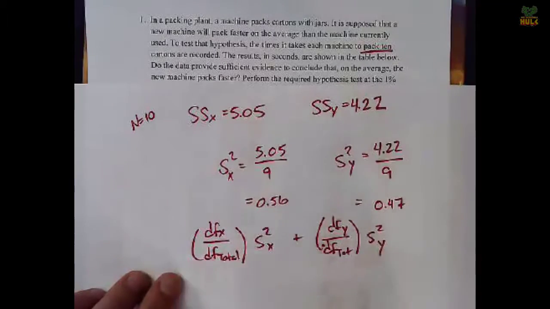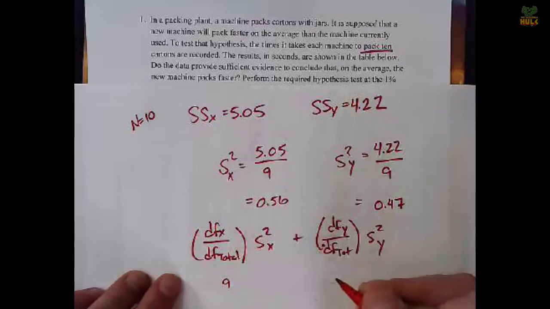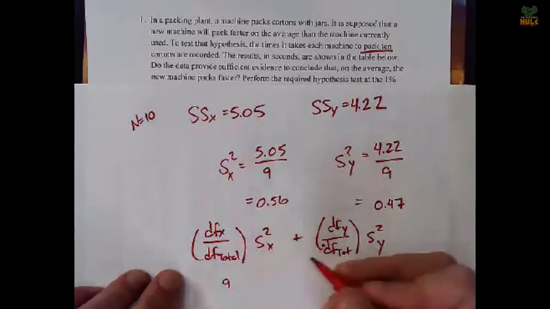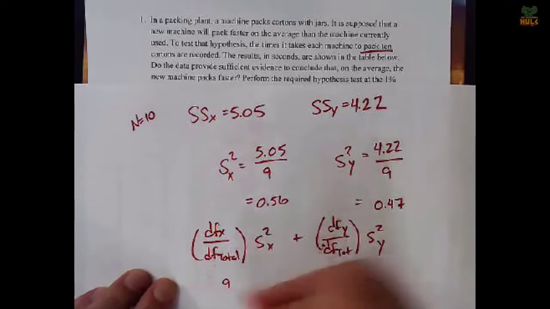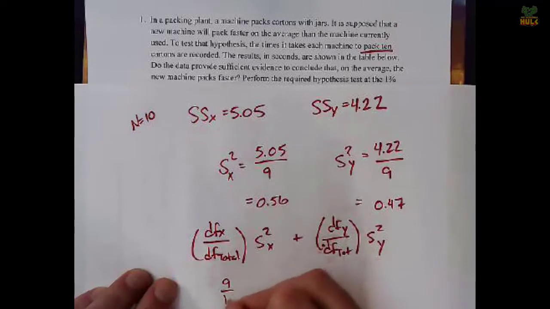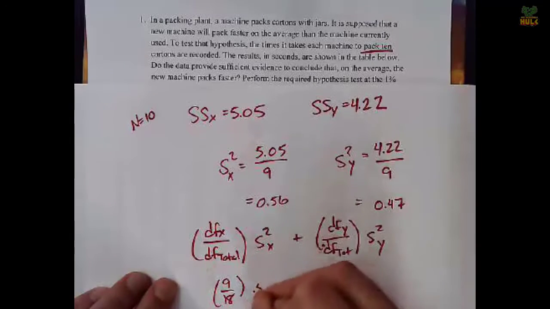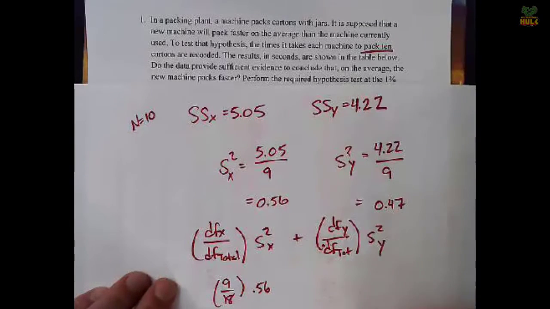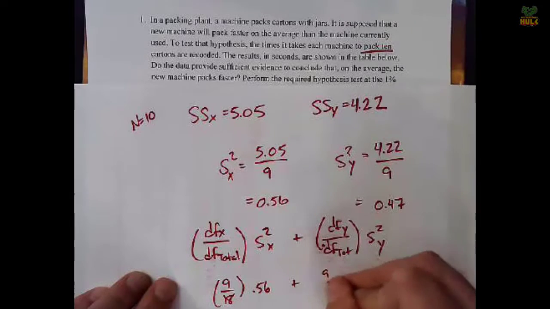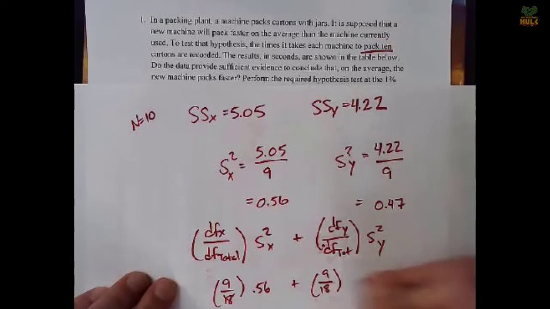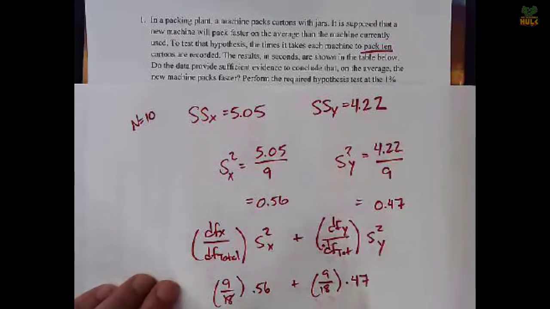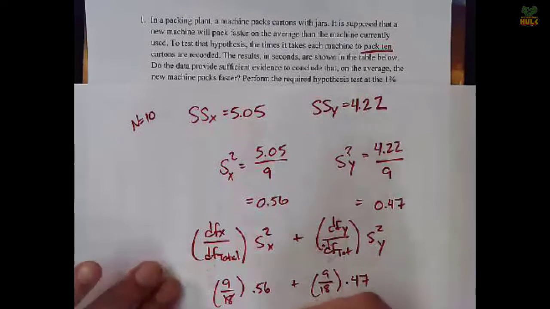Well, that's easy. We know all that stuff, right? So degrees of freedom of x is 9, because there were 10 individuals in that group, 20 total individuals, so 9 over 18 would be our degrees of freedom x over degrees of freedom total. 0.56 is our variance for x, so we're going to add that to the same thing, because we had the same sample size over here, times the variance of y. So this comes to 0.28 and 0.235, which rounds up to 0.24. So then when you're done, you get 0.52.